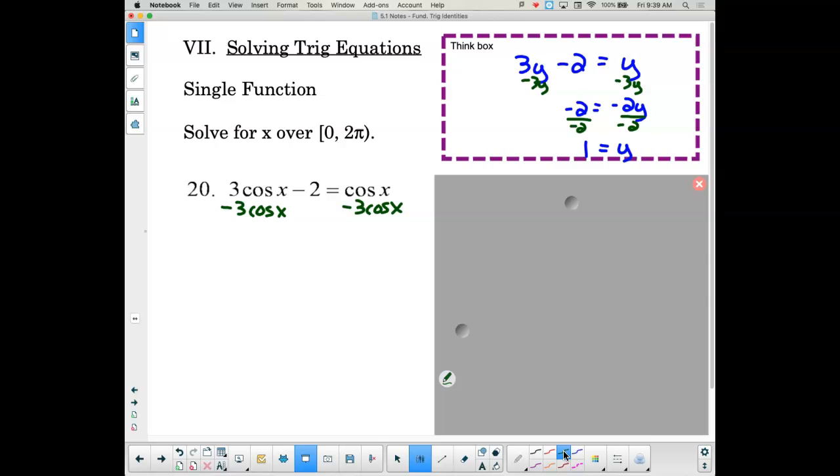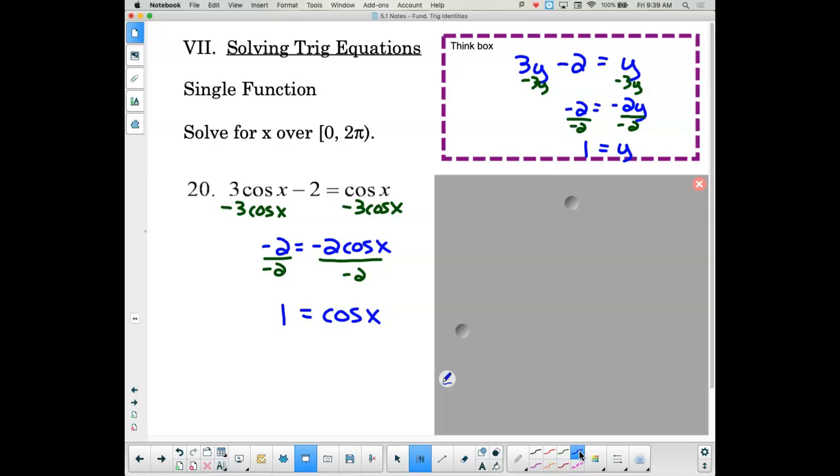That gives me negative 2 equals negative 2 cosine of x. Divide both sides by negative 2. That gives me 1 equals cosine of x. Right?